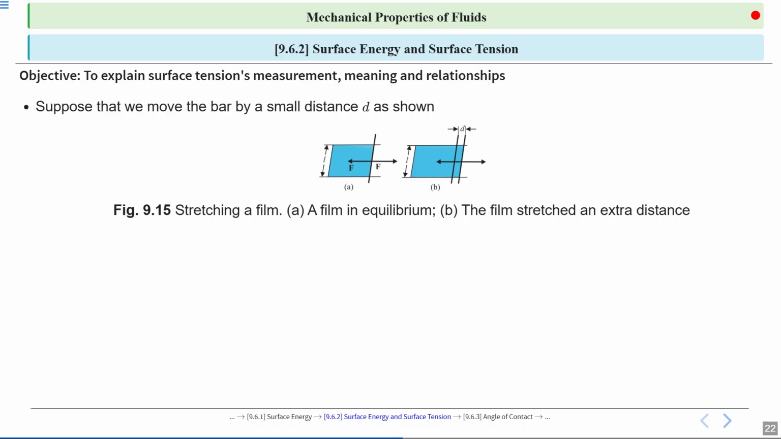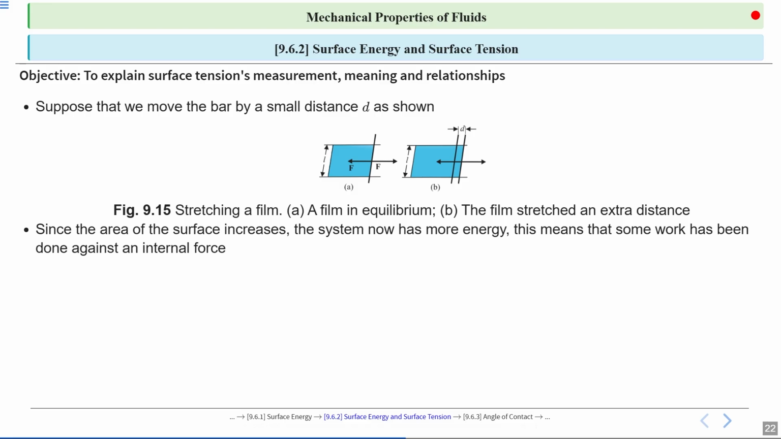Let's look at this example. Imagine we have a thin film of liquid held by a frame and we move the bar a small distance to stretch the film. Look at figure 9.15, stretching a film. A, a film in equilibrium. B, the film stretched an extra distance. The film goes from its original position to a slightly stretched one. This setup helps us visualize how surface tension works in practice.